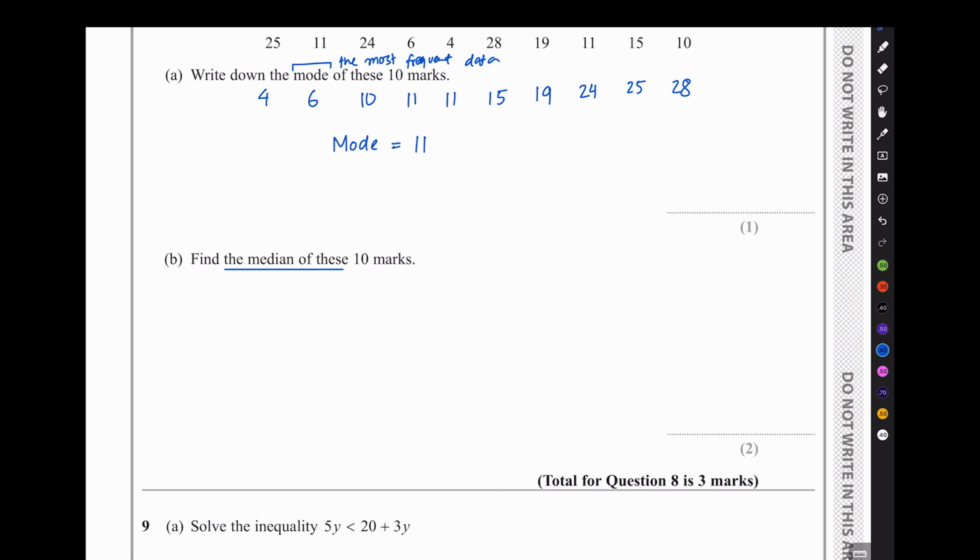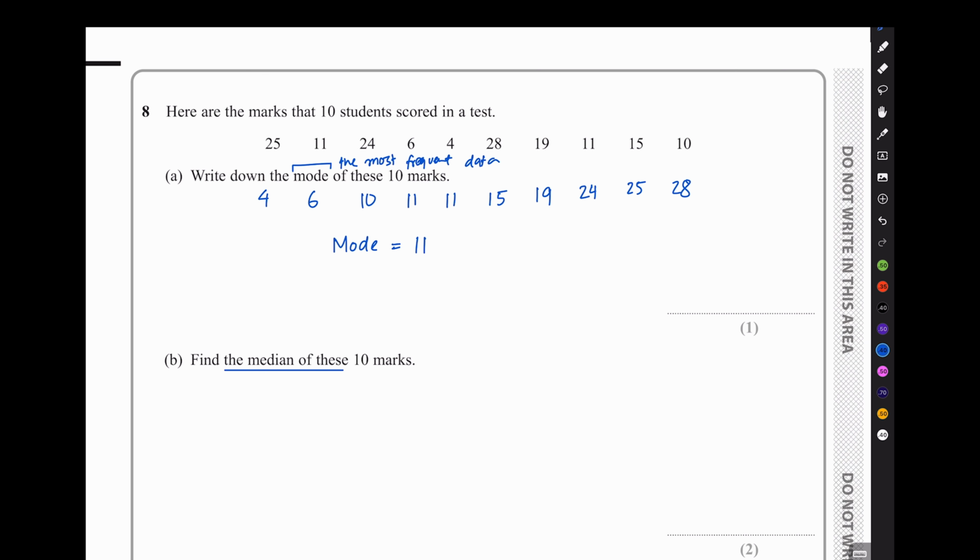So erase this. And the next part asks us to find the median. There are two or three different ways to solve this one. The first one is pretty simple. The median is basically right at the middle. This is the middle, but there's no data point right here since there's an even number of data points. So what you do is take the average of these two terms. 11 plus 15 divided by 2, which gives me 13.